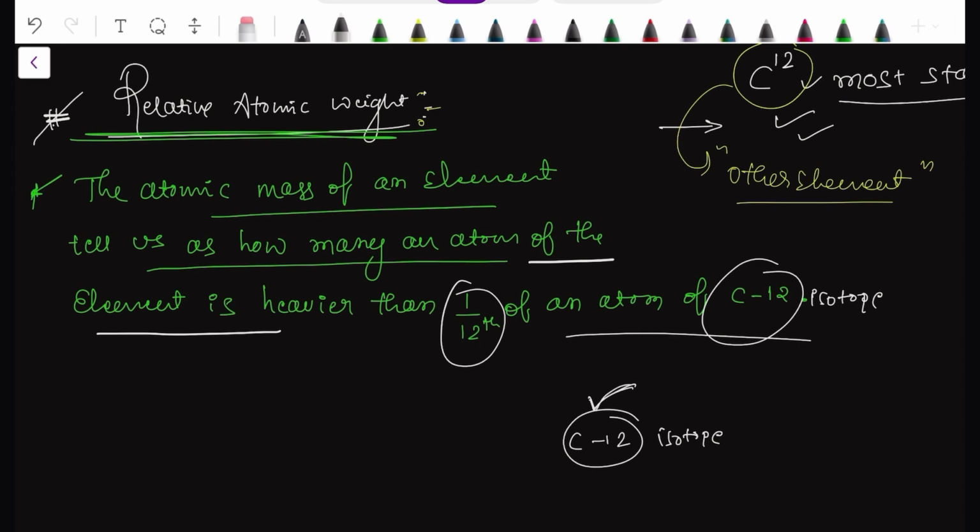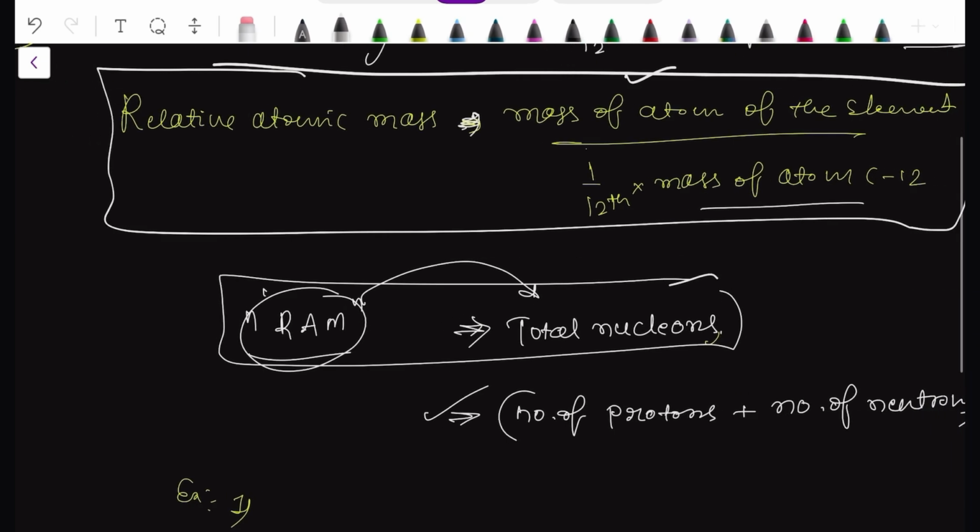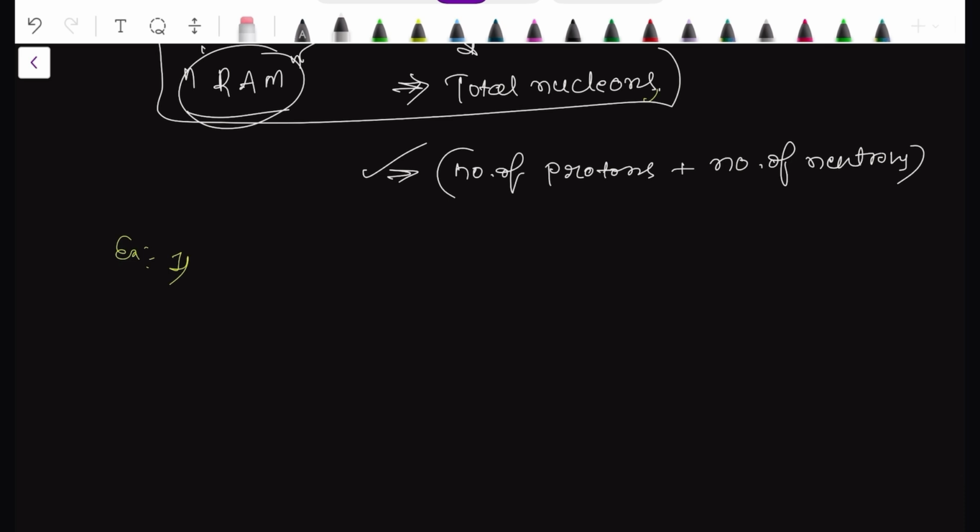We know isotopes are nothing but same atomic number, different mass, right? C12, C13, C14. Among these also C12 is the most stable one. Done? That is the first definition of relative atomic mass.